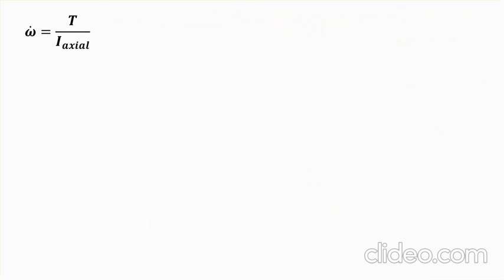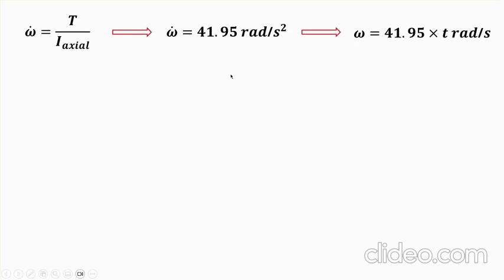So let's go back to the very simple expression from your first dynamics book. The torque applied is equal to I, because the torque is about the axial direction, times alpha, or T equals I times alpha, but alpha is omega dot, the angular acceleration. If you plug in the value of T and I axial, you're going to get angular acceleration, omega dot, of 41.95 radians per second squared.